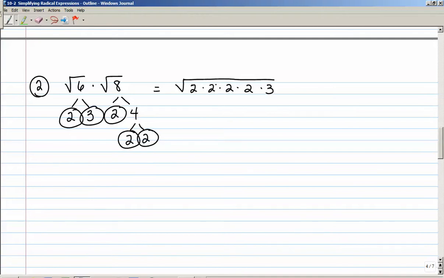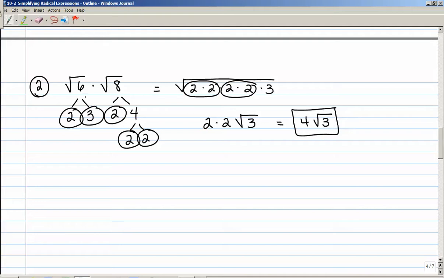Using the buddy system, those guys can buddy up and come outside the house. These guys can buddy up and come outside the house. The 3 doesn't have a buddy, so he's got to stay inside. I can multiply the 2 and the 2, and that becomes 4 square root of 3. So simplified, the square root of 6 times the square root of 8 is 4 square root of 3.